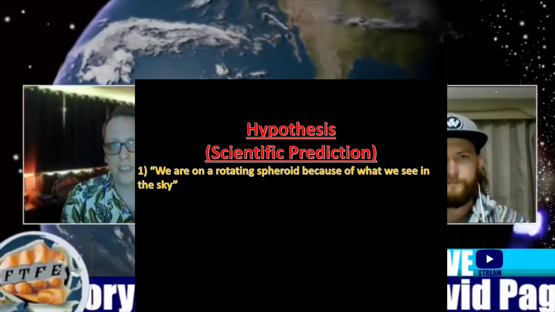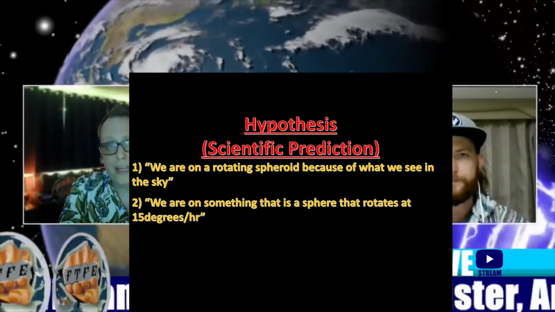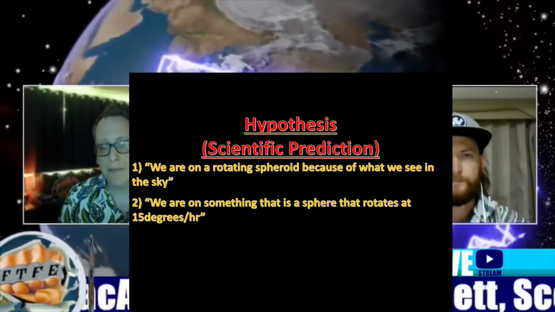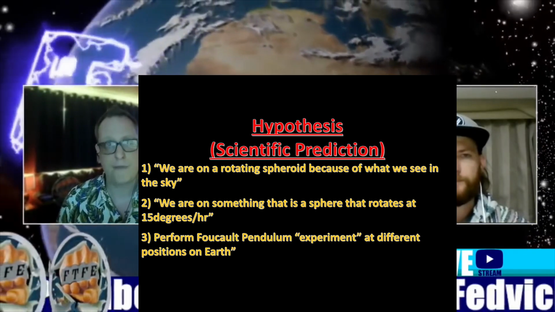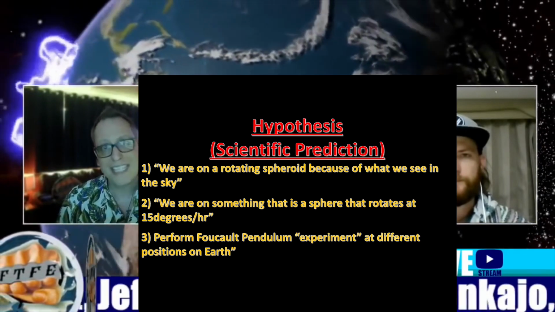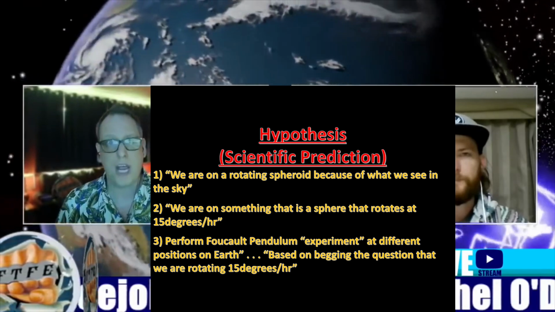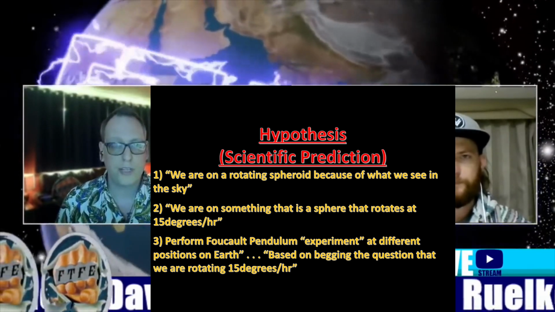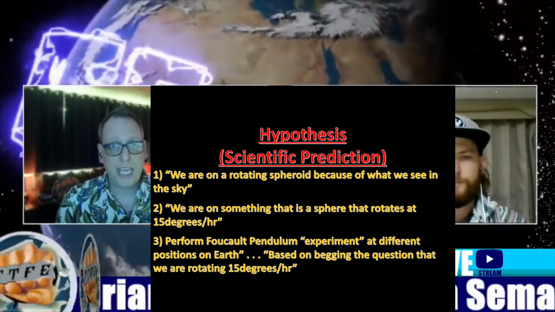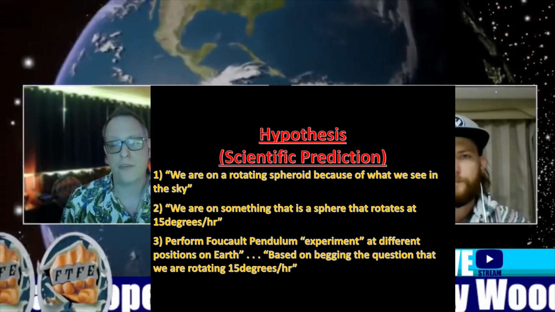So I've got my hypothesis that we're on something that is a sphere that rotates at 15 degrees per hour. Now I make a prediction. My prediction would be something as simple as performing the Foucault's pendulum experiment at different positions on Earth and predicting the outcome based on the fact that we are rotating at 15 degrees per hour. I can then do those experiments, see if I get the predicted amount of drift based on the Coriolis effect, and see if that matches the prediction that I made based on my hypothesis.